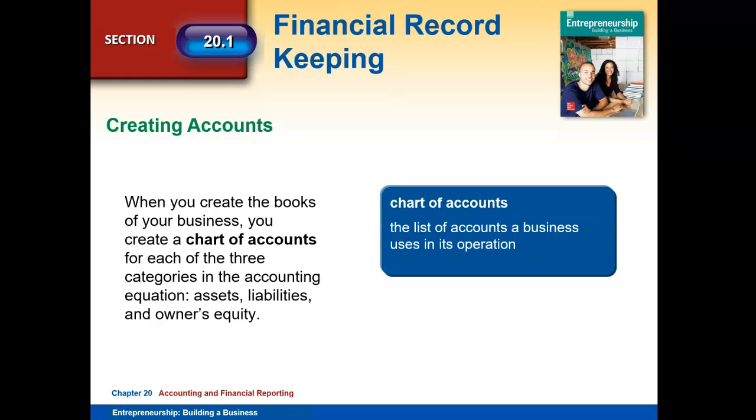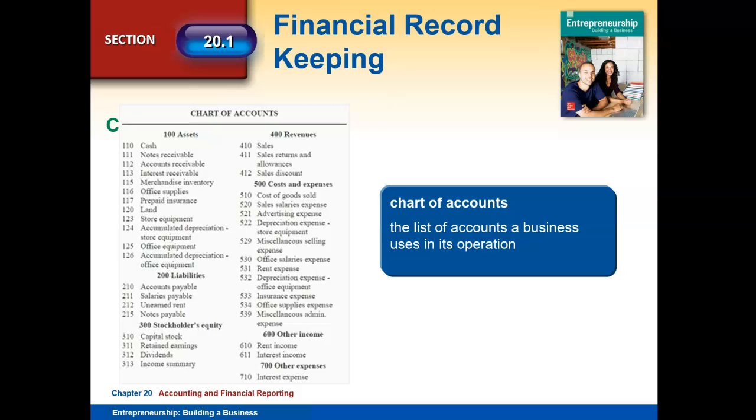Every company has their accountants create what's called a chart of accounts, and that is the list of accounts a business uses in its operations. And they'll use them for their three categories on the balance sheet, and the three categories on the balance sheet are assets, liabilities, and owner's equity. What this doesn't talk about is there's also two types of accounts on the income statement. That's revenue or expenses. So it's almost like there's 5 types of accounts, and we'll get into that in a bit. But this is kind of what your chart of accounts looks like.